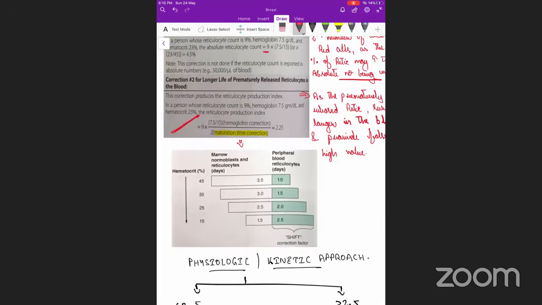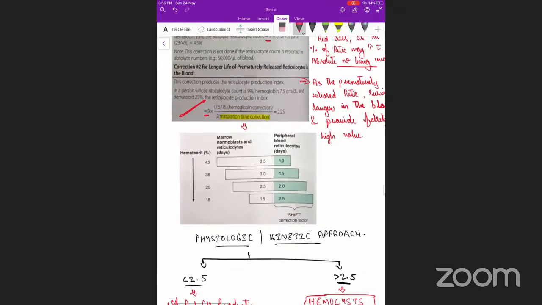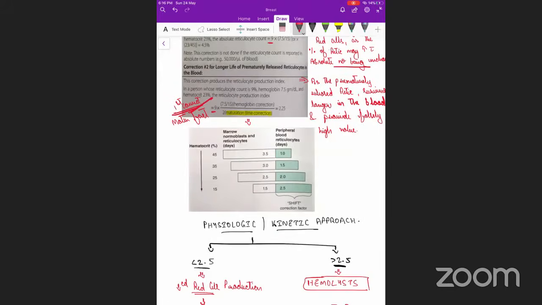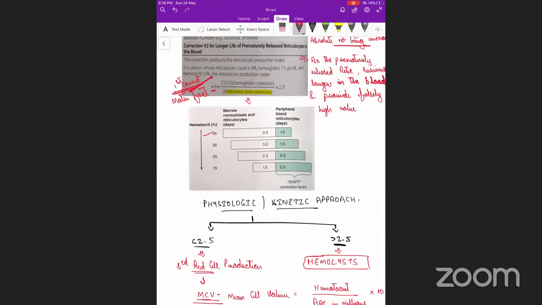Whatever the retic count the lab measured, after the hemoglobin correction, is divided by the maturation time correction. So this is nothing but the first correction, divided by the maturation time correction, which is the maturation factor. What is the maturation factor? It depends on what the hematocrit is. If it is 45, we take it as 1. If it is 35, we take it as 1.5.